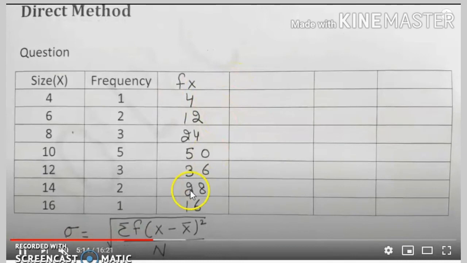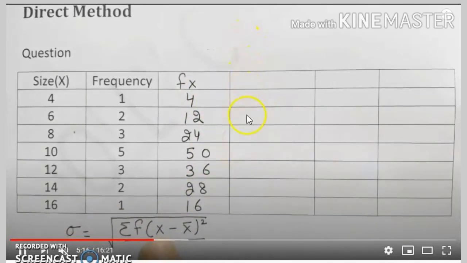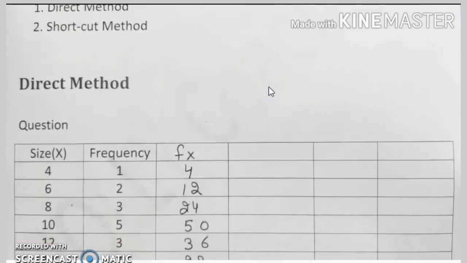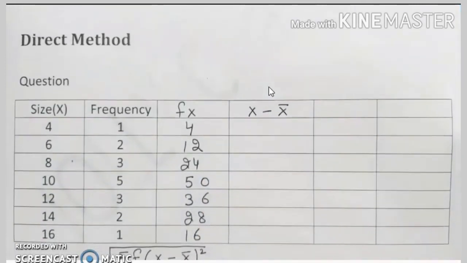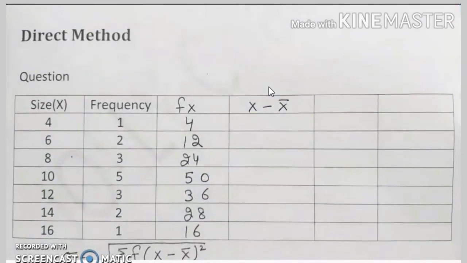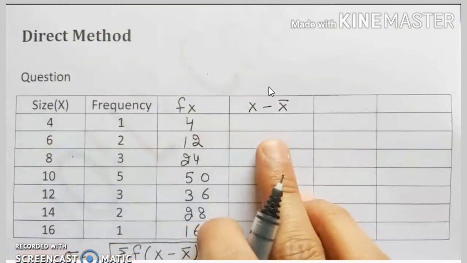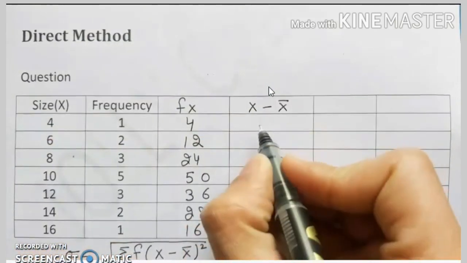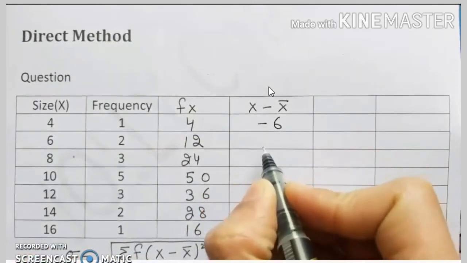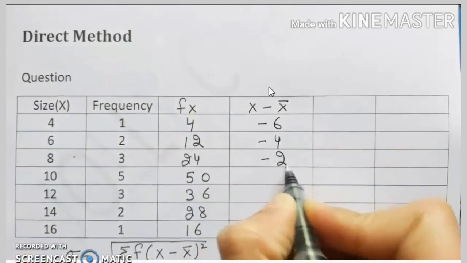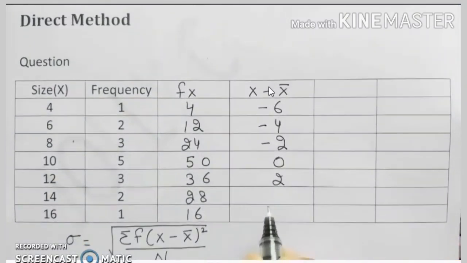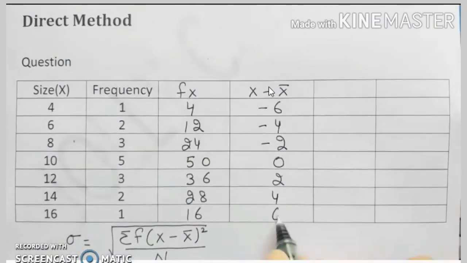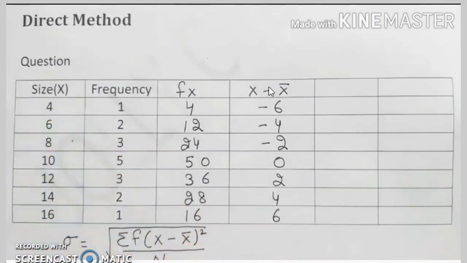So next you have to find the x minus x bar column. So write down x minus x bar. The x column is given, and the x bar you had found is 10. So 4 minus 10, it's minus 6. So next what's the answer? Minus 4, then minus 2, then 0, then 2, then 4, then 6. So hope you understood.